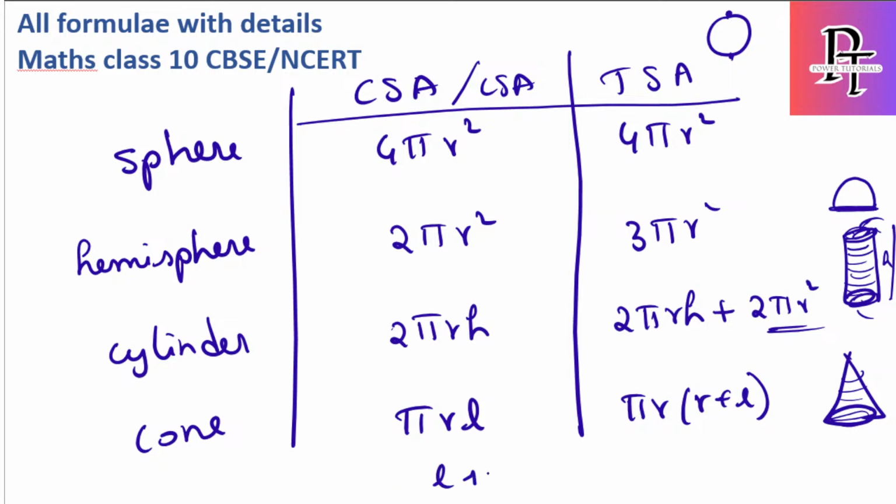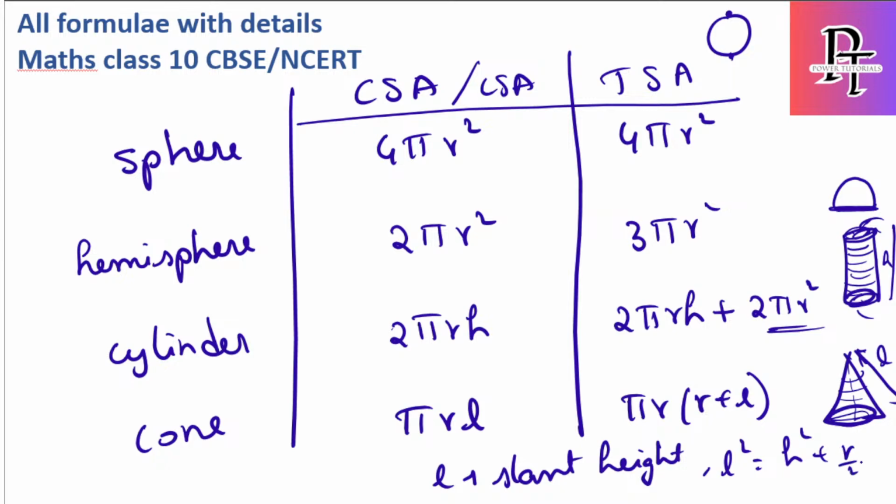So what is L here? L is nothing but the slant height. Slant height is this one, L. If they haven't provided the L value, then by the Pythagoras theorem, L square is equal to h square plus r square. If they haven't provided the L value, but they provided the height of the cone and the radius of the cone, then using this formula you can get the L value, and then substitute it in this formula.